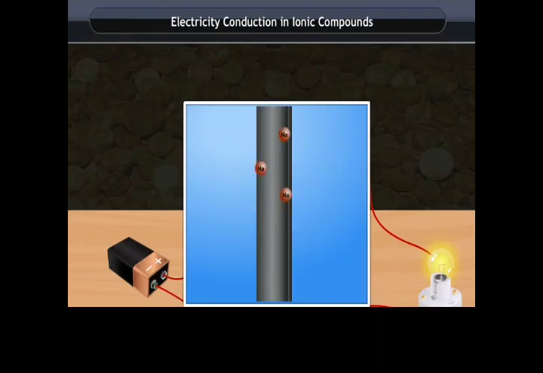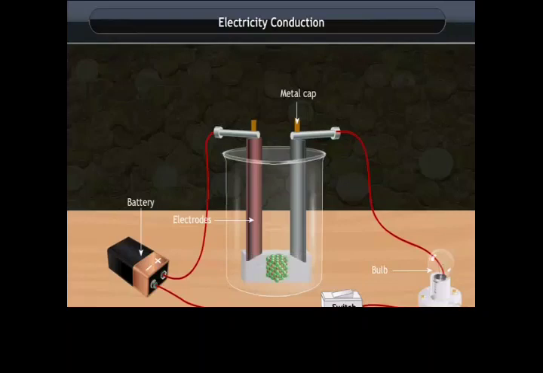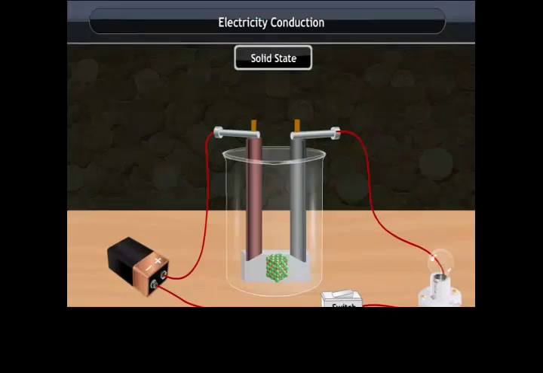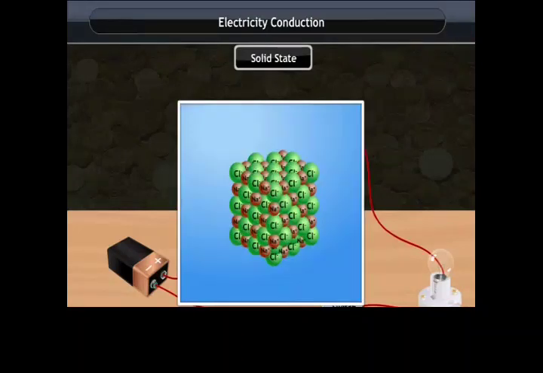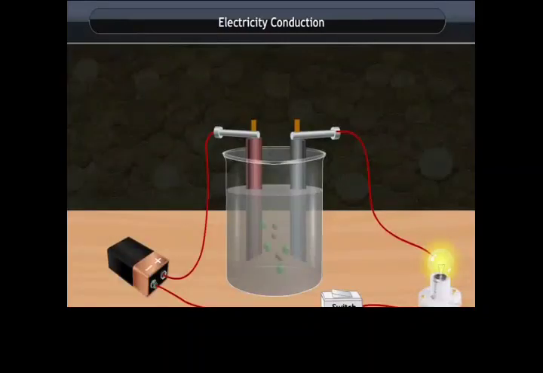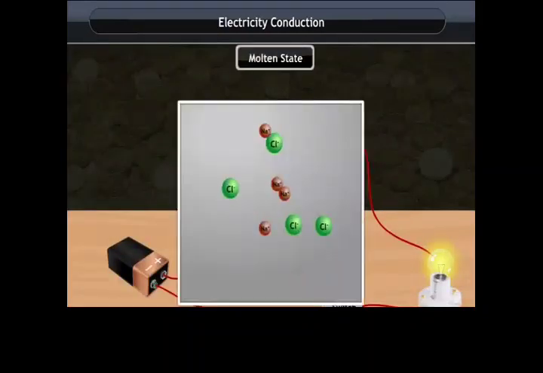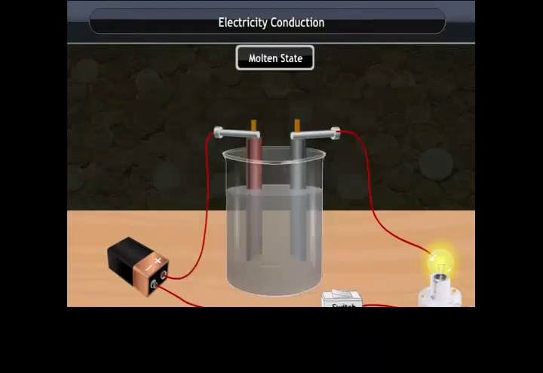through the solution. Ionic compounds in the solid state do not conduct electricity because the movement of ions in the solid is not possible due to their rigid structure. But ionic compounds conduct electricity in the molten state. This is possible in the molten state since the electrostatic force of attraction between the oppositely charged ions is overcome due to the heat. Thus the ions move freely and conduct electricity.